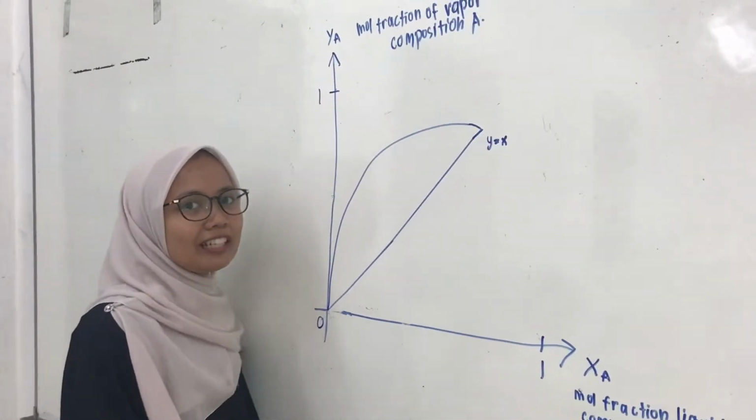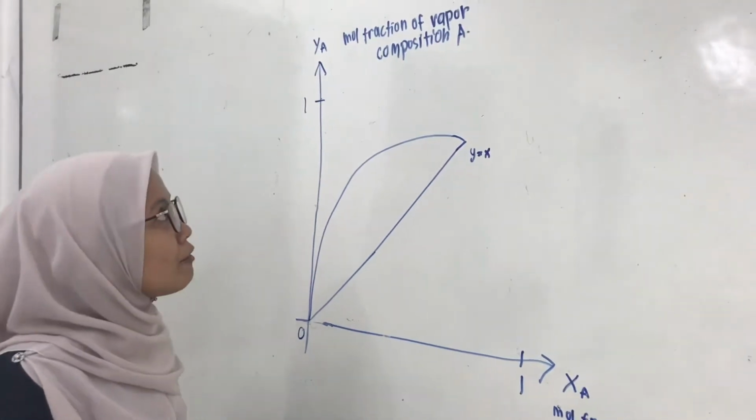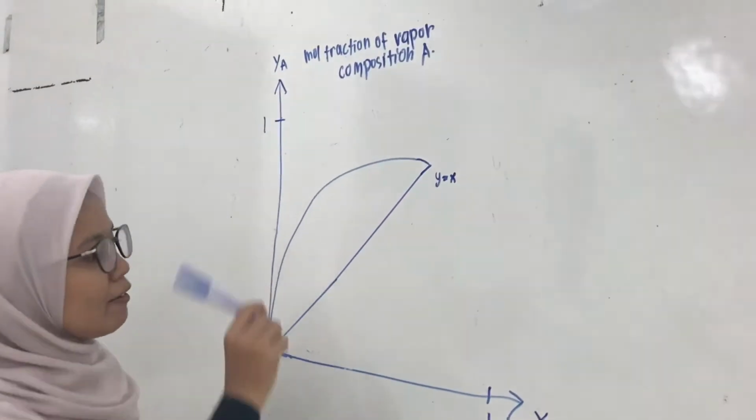Basically, if you want to find the theoretical stages, we need to plot the graph. We need to plot the graph YA versus XA.